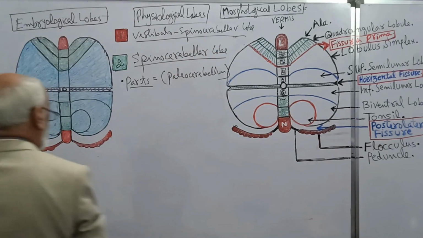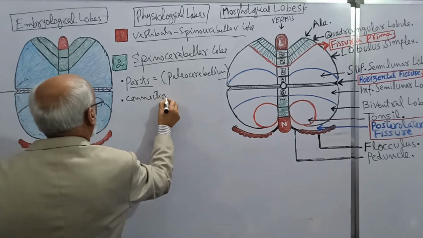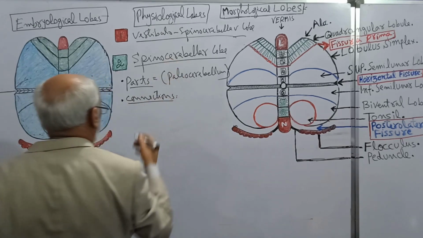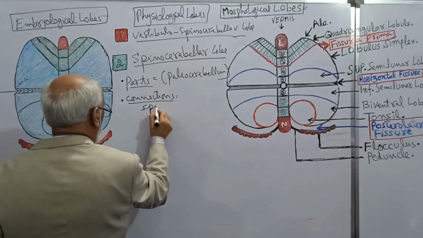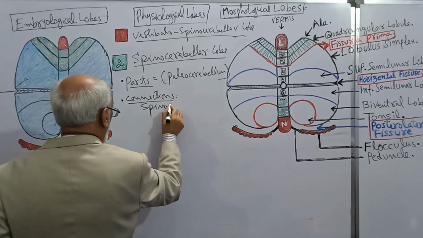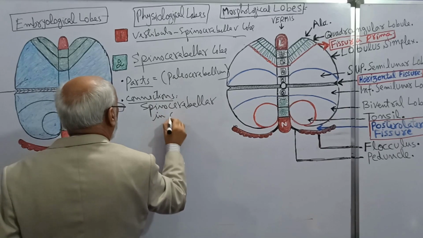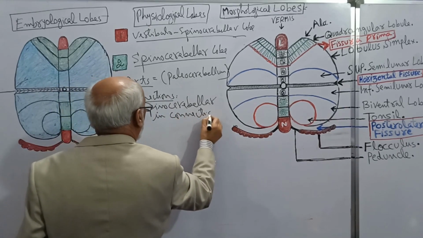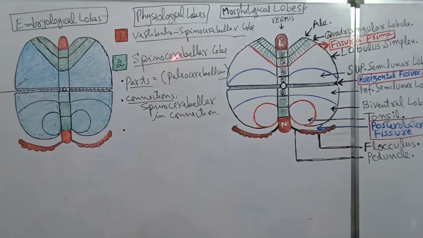Now, what are the connections of this lobe? As its name indicates, it has connection with the spinal cord. So it is spinocerebellar in connection. That is, this spinocerebellar lobe, which is nothing but the paleocerebellum, is connected with the spinal cord by nerve fibers.